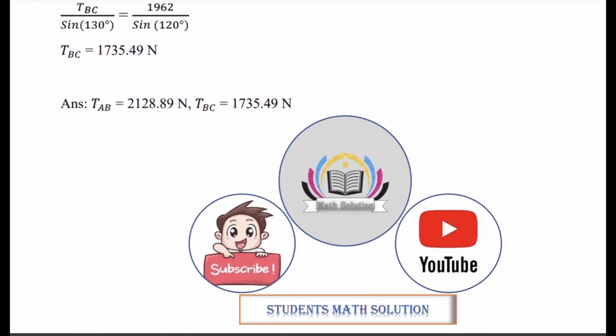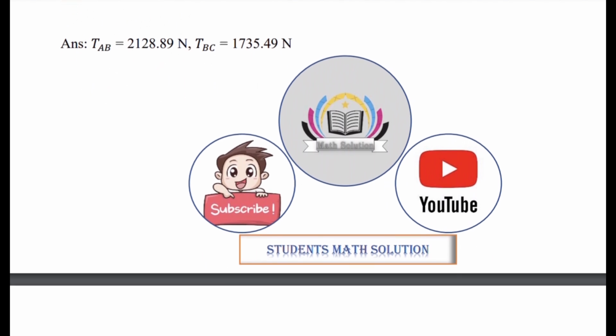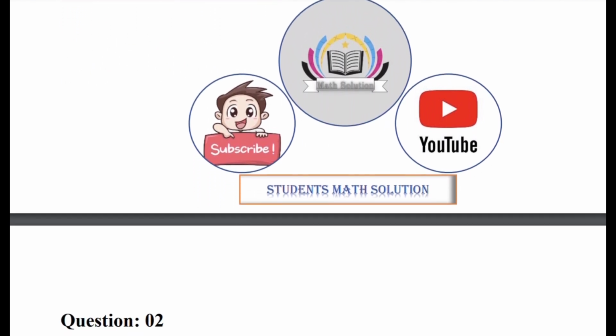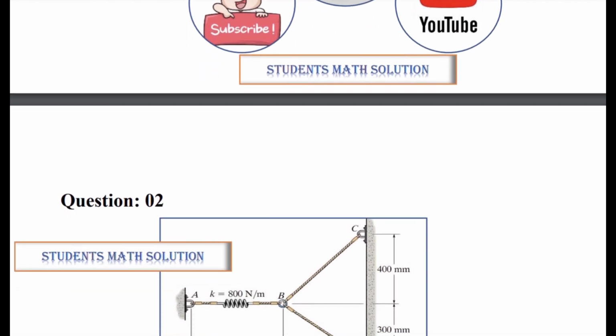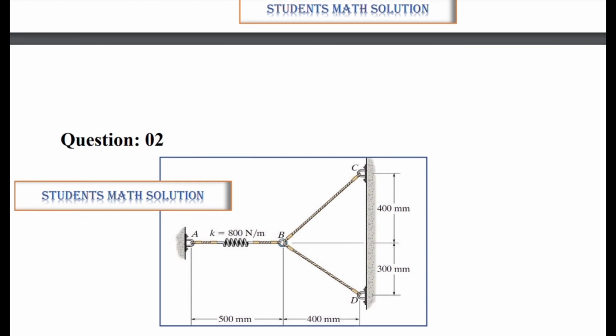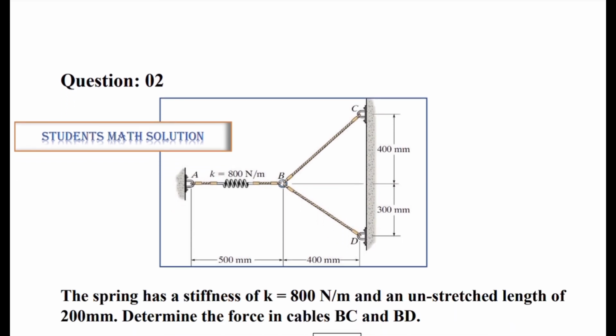To determine the force in each supporting cable, we need to understand the physics behind it. The force exerted by a spring is directly proportional to its stiffness and the length it is compressed or stretched from its equilibrium position. Let's solve for the force in the first supporting cable.